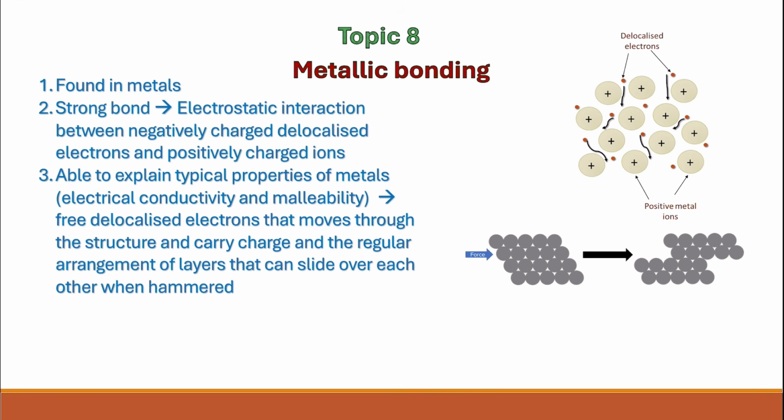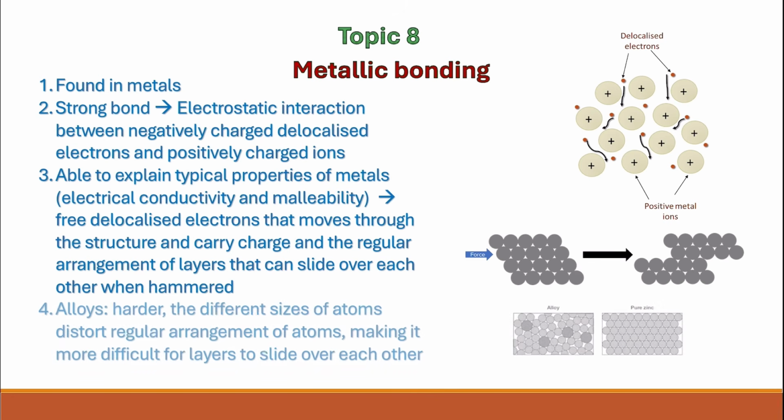They tend to ask you about the properties and to explain the properties of metals. So metals conduct electricity because of the delocalized electrons, which can move throughout the structure and carry the charge. They are malleable, and the malleability is because of the regular arrangement of the layers, so they can slide past each other or over each other when hammered. Also, they are ductile, which means they can be drawn into wires.